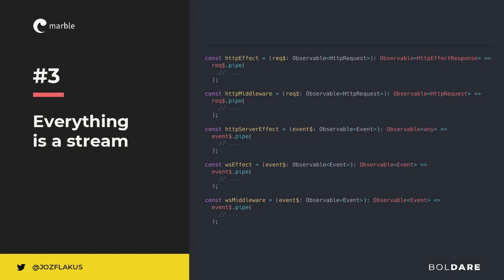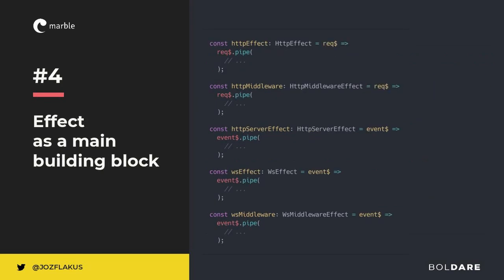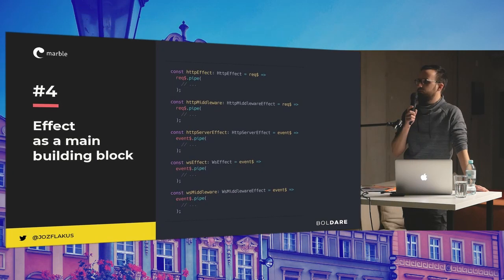As a result, it can be generalized to some abstraction that we can use in many areas. And Marble.js defines this building block as an effect. In general, it is an abstraction over a function that I described previously, and it can be applied in many different areas. So for example, we can have a specialized effect for dealing with HTTP, for example, REST routes, for dealing with HTTP middlewares, defining the HTTP server events handlers, and we can also apply this to WebSockets.